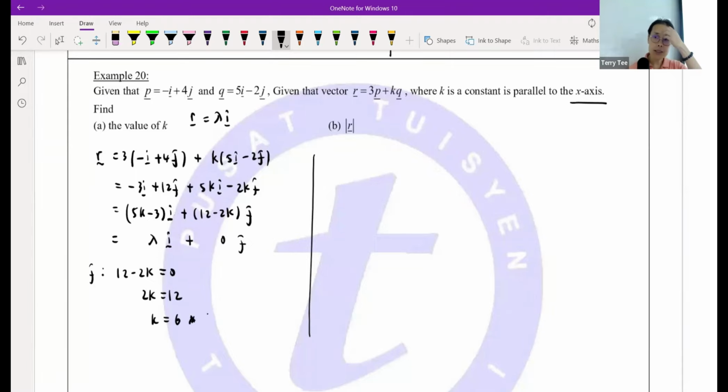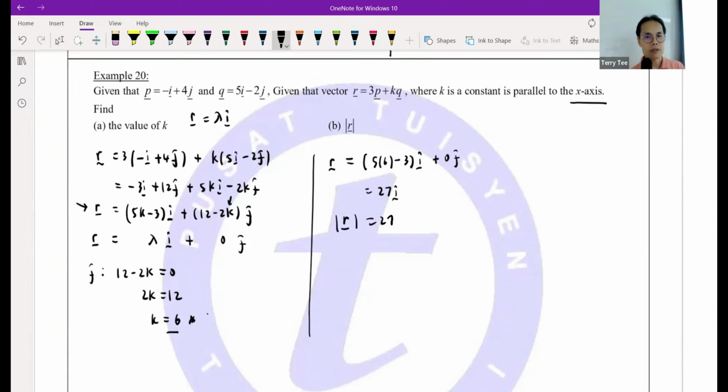Okay, then how do you find magnitude of R? Very simple. Now that we know your j component is 0, we know k is 6. So let's take this and sub inside here. Now, when you sub inside this part here, what is your k now? Your k is 6. So we take 5 times 6 minus 3i. Your j is 0, no need to write, guys. It's 0 already. You sub inside here, you still get 0. So this will be 30 minus 3, 27. So this is 27i. Therefore, the magnitude is just 27.